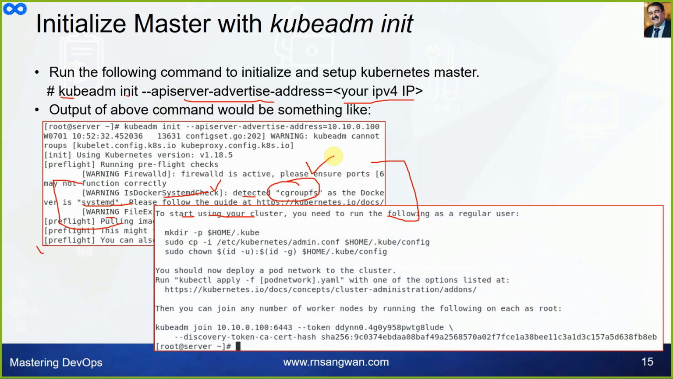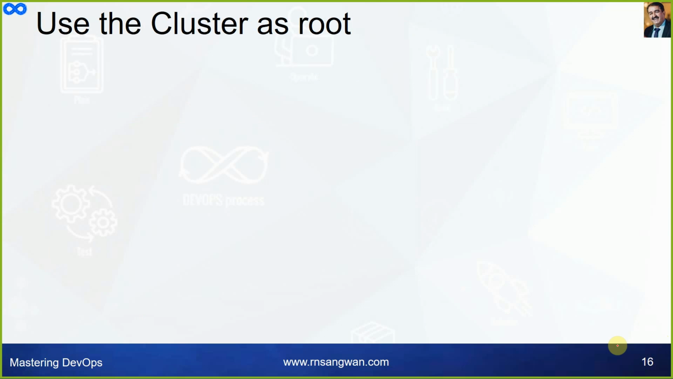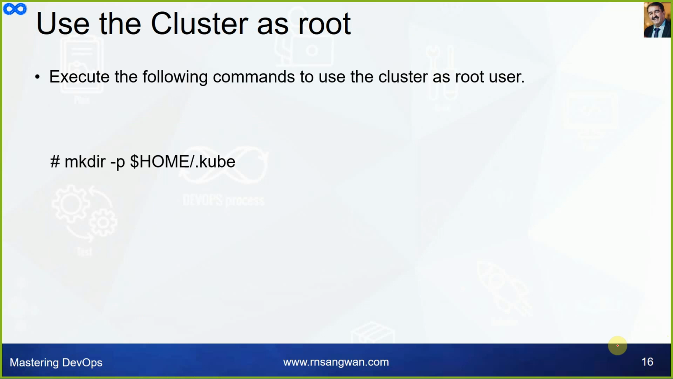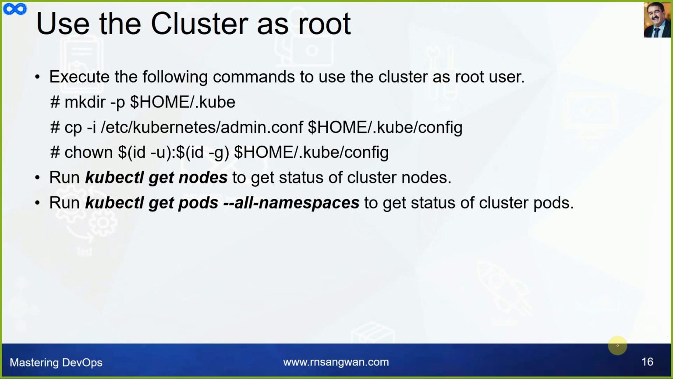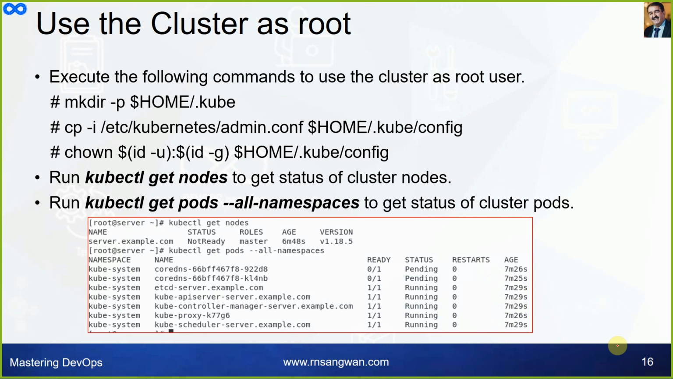And this was the output, the last phase of the output, the 3 commands. Take note of the command which you are going to execute on the worker nodes in order to make them join the cluster. Use the cluster as a regular user and execute these commands. Get nodes, get pods all namespaces, we got the status and all were running.